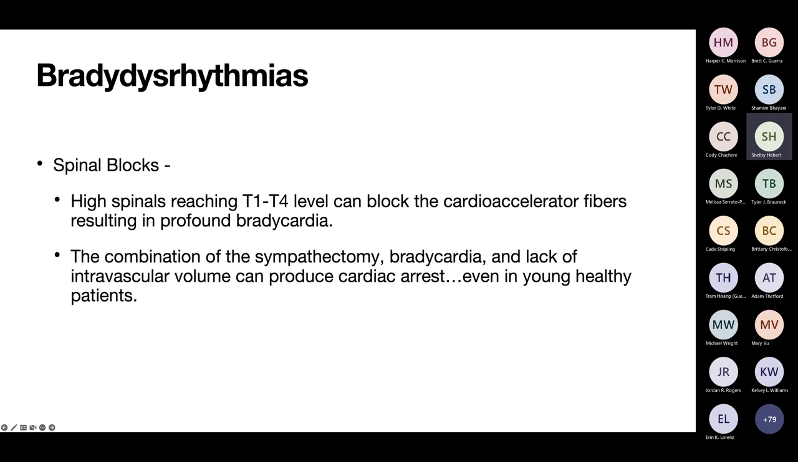Specifically, with spinals that get up to like the T1 to T4 level, you may see that the cardiac accelerator fibers are blocked, resulting in profound bradycardia. This may happen when the spinal is initially placed, or you may see that it's sustained all the way to the recovery room. And unfortunately, the combination of the sympathectomy, the bradycardia, and poor intravascular volume due to that vasodilation can produce cardiac arrest even in young, healthy patients. So be very aggressive if you have patients that develop bradycardia after you've put a spinal in. The nice thing is it's comforting for us because we know we've probably got an adequate level. But be cautious and make sure you're actually assessing to see how high up your spinal has come.